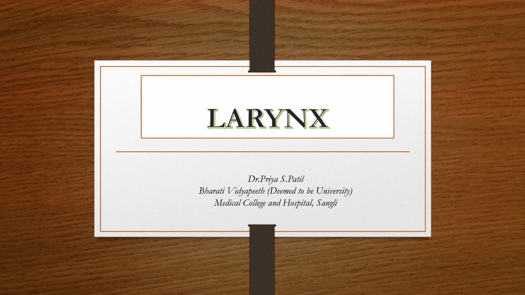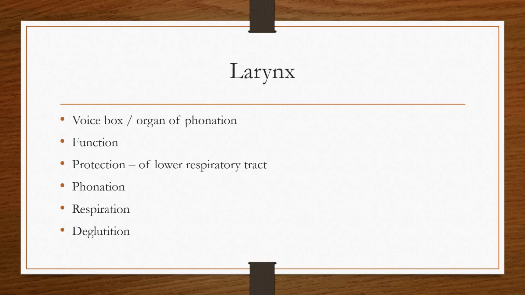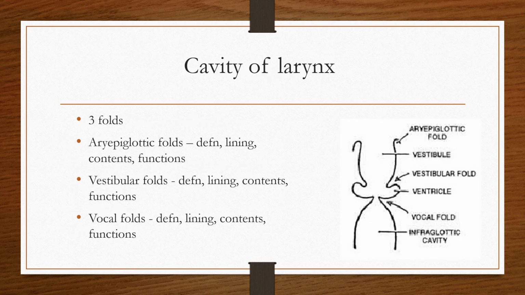Larynx is also called the voice box or organ of phonation. The functions of larynx are: it protects the lower respiratory tract, and it helps in phonation, respiration and deglutition. We have already seen in the previous videos the cartilages of larynx. Larynx is formed by 3 paired and 3 unpaired cartilages.